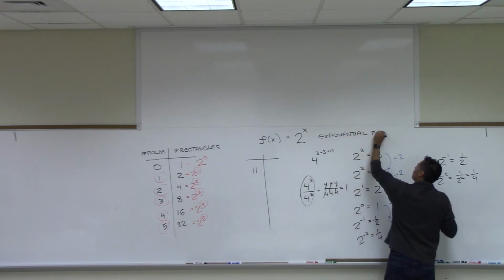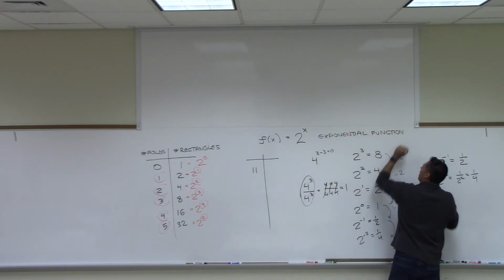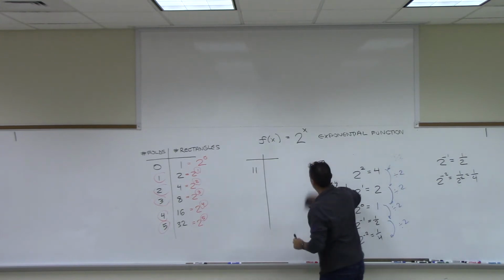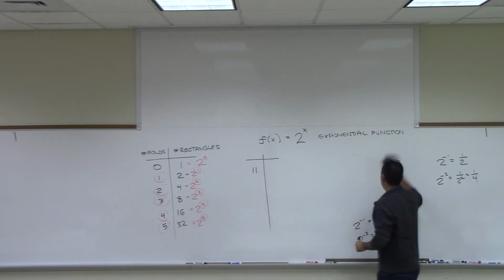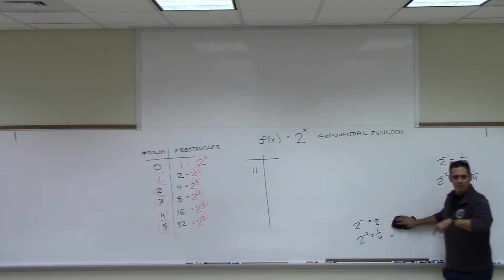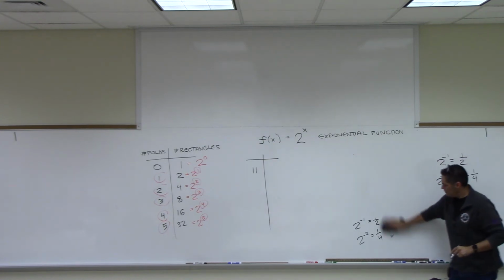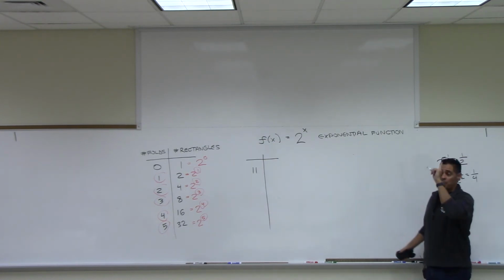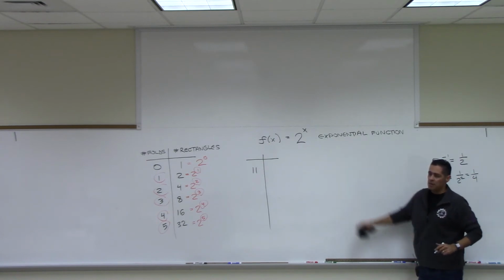And what I want you to really understand here is where the variable is. Look at where the variable x is. Is it down on the bottom or is it up on the top? It's up on top, right? Up in the exponent. That is why we call it an exponential function.